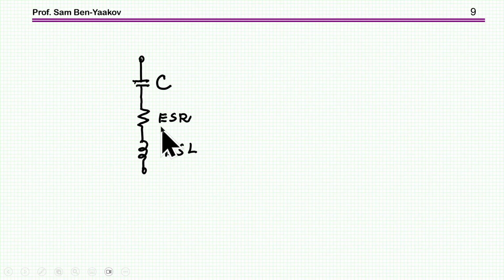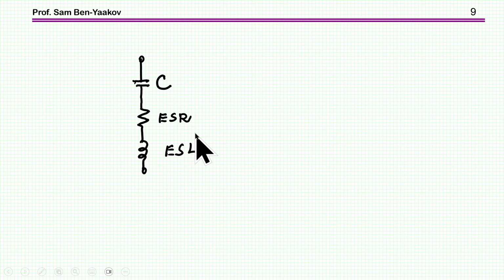Now, the real physical capacitor includes an equivalent series resistance and equivalent series inductance. So things are getting more complicated, because then it's not just a pure capacitor, but it has some phase shift due to the inductance and the resistance. So you do have to look also at the phase, not just the amplitude.